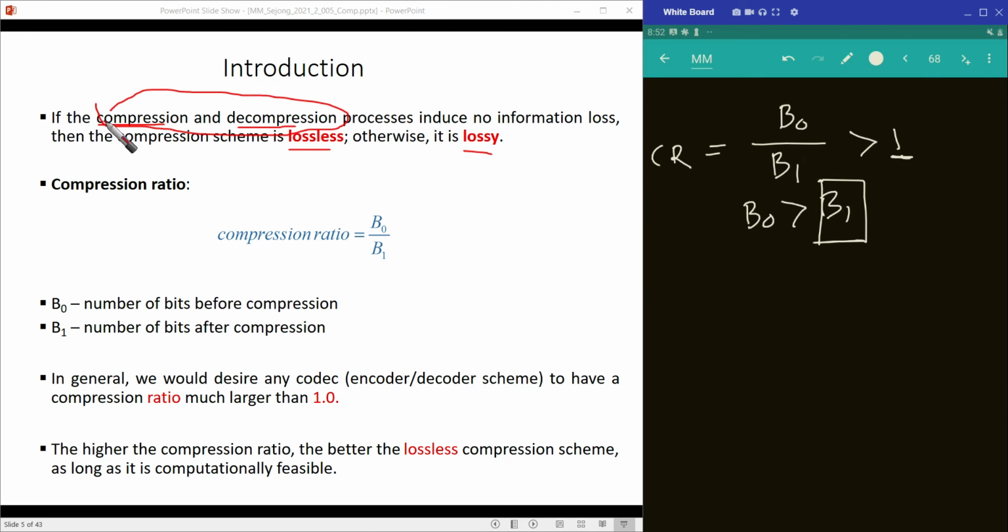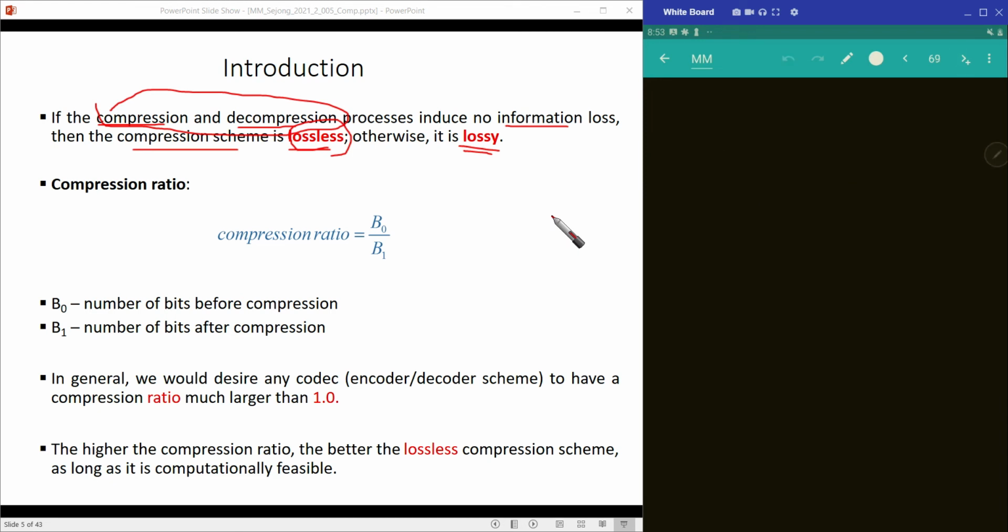Now in the compression system, when compression or decompression happens, if we don't lose any information, then that compression decompression process, or that compression technique or compression scheme, is lossless. Otherwise we say lossy compression. So we have both applications.